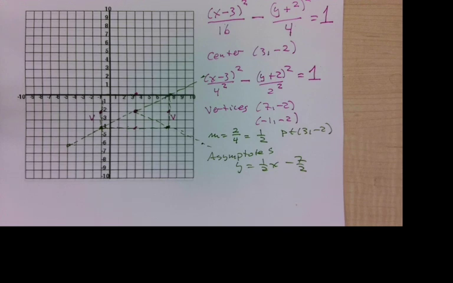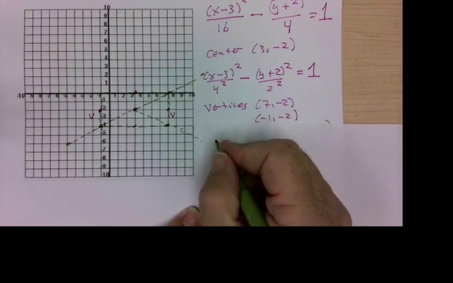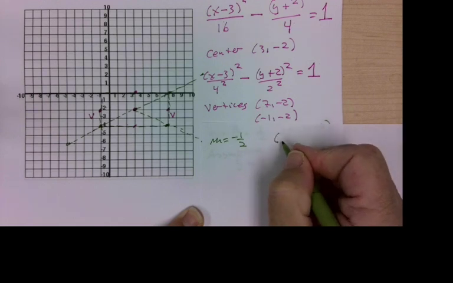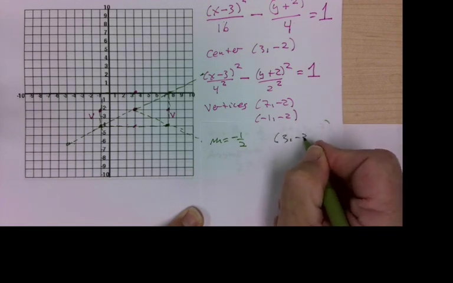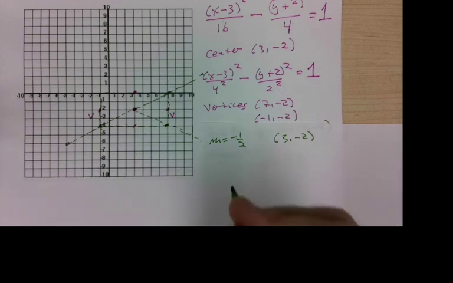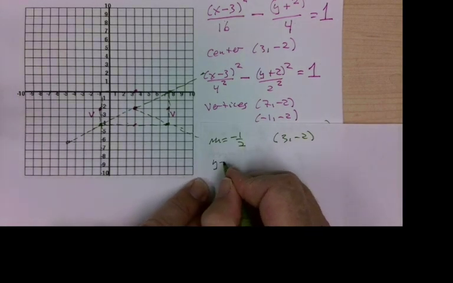So for our second example, we'll say the slope is negative 1/2, and it's also through the center, 3, negative 2. So this time our slope is negative 1/2, still through the point 3, negative 2. We want to find the equation of that asymptote. So we will go with y equals mx plus b.